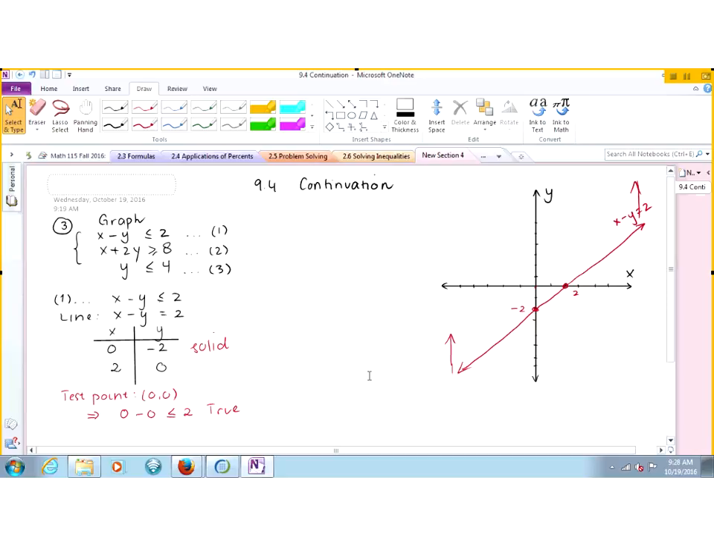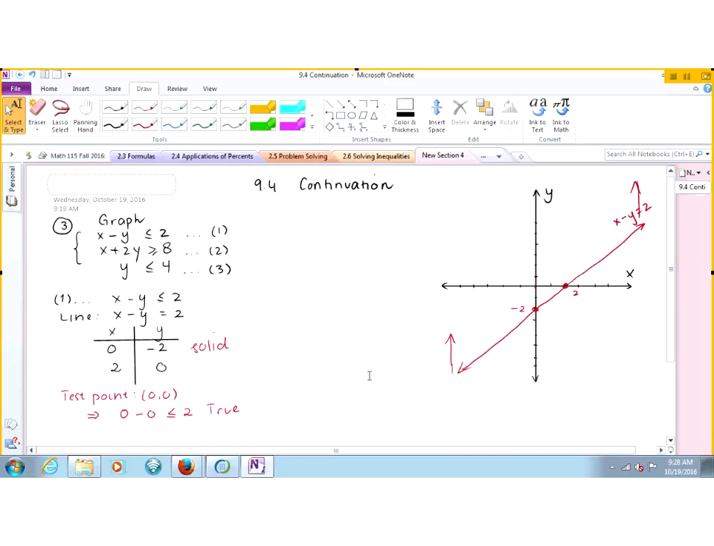So 8 times 0 is 0. Is that true? It is not true, so for (0, 0), the region you should change it. But if you have 3 inequalities, you only shade the intersection. That's why here I didn't shade. I'm just marking with a sign that this is the correct region, because I need to shade the intersection. After I draw all 3, then I only shade the intersection. Is that okay?